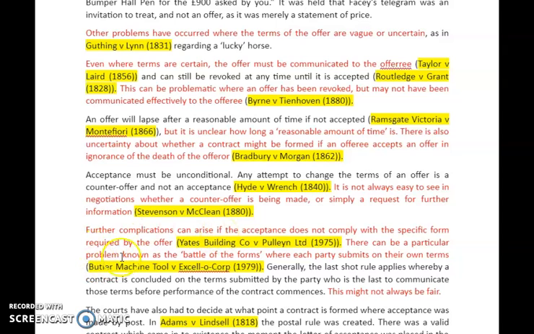And we can have particular problems known as battle of the forms, where each party is trying to contract on their own terms using their own forms. And you can see that in the facts of Butler Machine Tool and Excello Corp. And that case gave us the rule that the last shot rule generally applies. But an evaluative point you could make about that is that it's not necessarily always going to be fair.